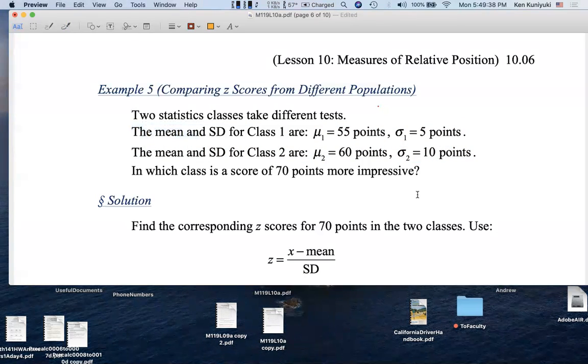So which kid should get the iPhone? Let's assume that the iPhone is preferable, right? Is a desired item. Let's ask ourselves, which kid deserves the iPhone? In which class is a score of 70 points more impressive? I'll give you 15 seconds to think about this. You can also compute the z-score.